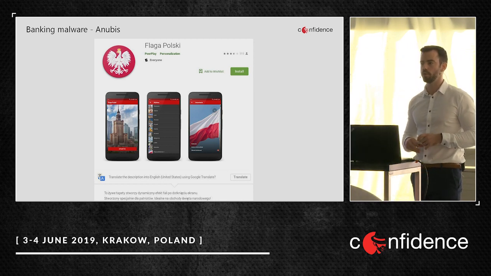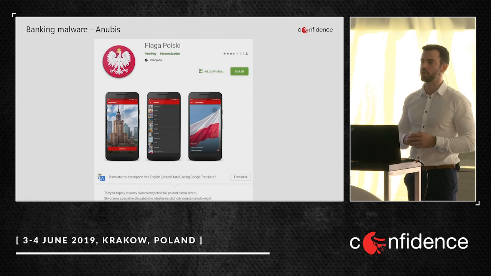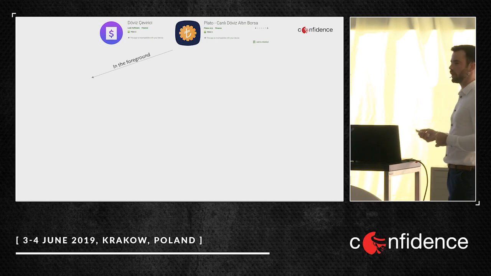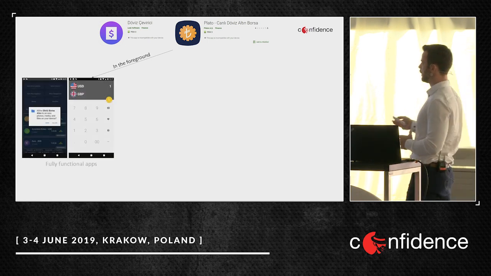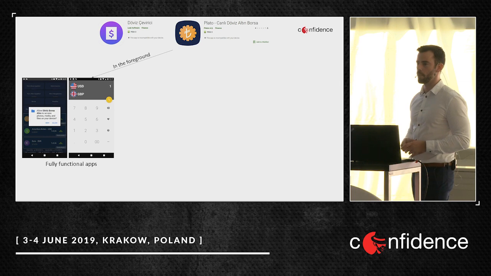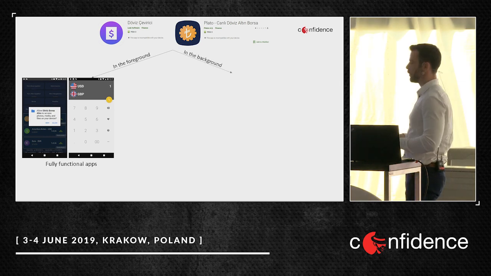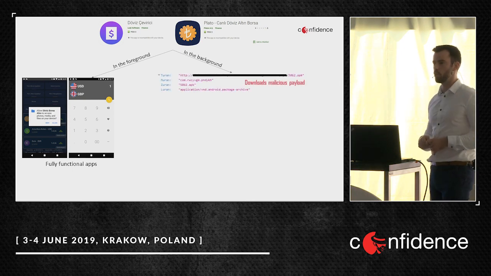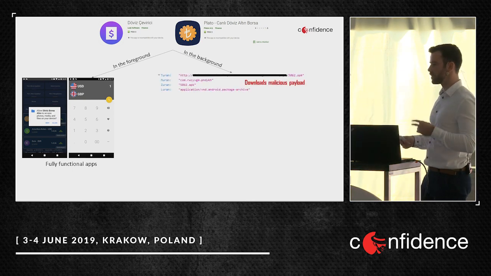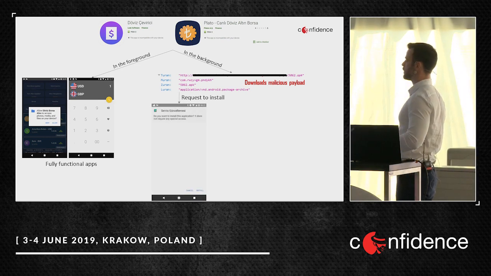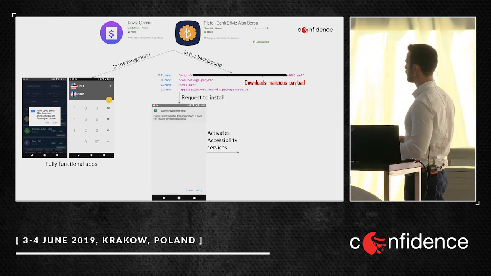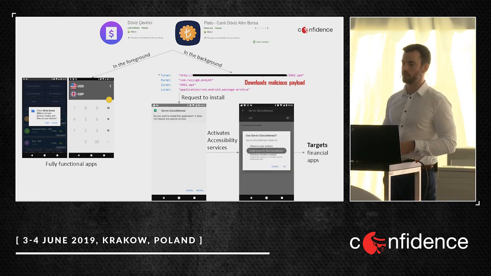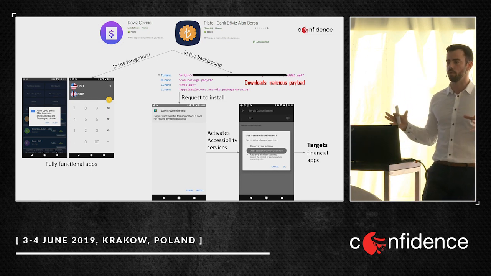Now let me quickly go through an overview of the functionality of Anubis. The user downloads the app. What's happening in the foreground? He enjoys the functionality of the app. This is some currency converter. However, in the background, after some steps, I'll explain them on the way, the malware starts to communicate with the CNC, downloads a second stage payload, requests the victim to install that, activate accessibility services, and targets banking applications. This is a rough overview of what's going on.